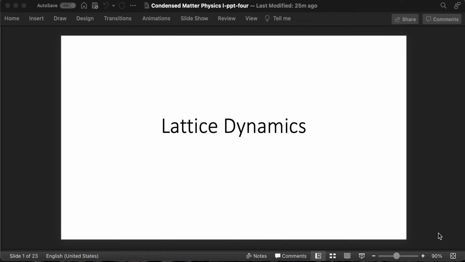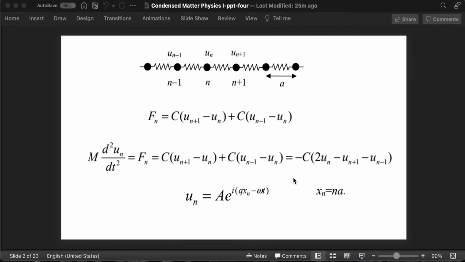Let us consider lattice dynamics in this class. We will first consider this in the harmonic approximation and then talk about the need for considering anharmonicity. So lattice dynamics essentially means the equations necessary to describe lattice vibrations. So we will start with a simple monatomic lattice.